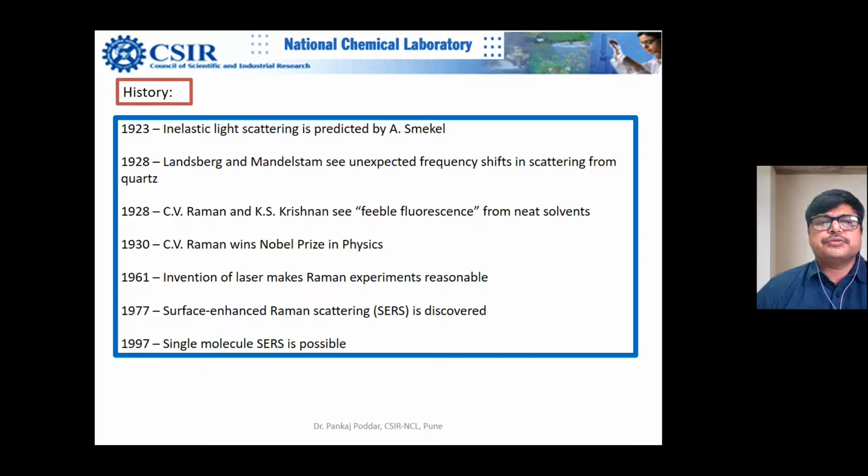Of course, the concept of photons was involved, and quantum physics was still evolving at that stage. Then in 1928, Raman and Krishnan saw a very feeble fluorescence from neat solvents, and then Professor Raman wrote a paper in Nature, and based on that, after 2 years, he got the Nobel Prize in Physics. But the utility of this technique was limited because there were not many good, very powerful sources at that time. So people were not very excited about its applications.